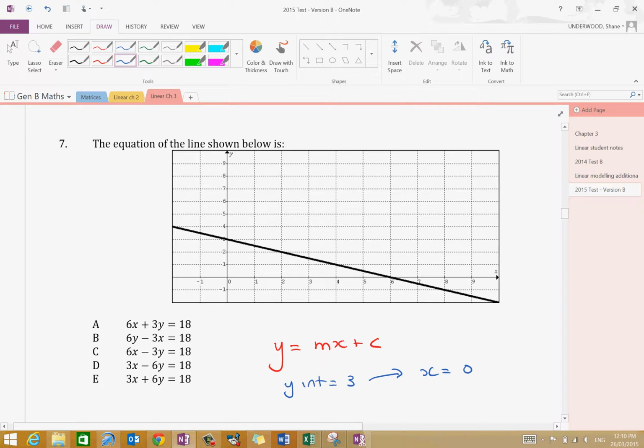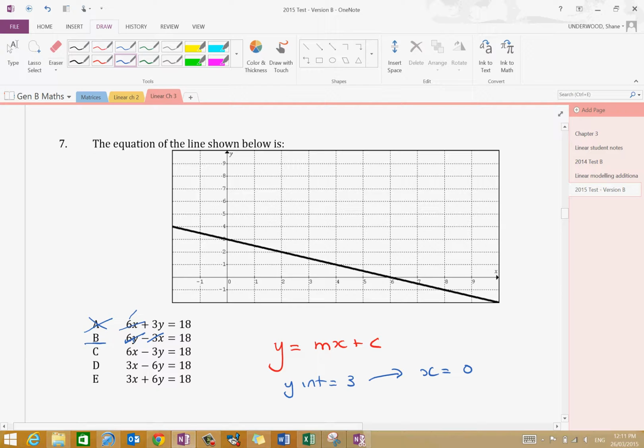Now let's test this out. This is where you should use process of elimination to do these. When x equals 0, if I was to let x equal 0 here, then I've got 3y is equal to 18. Is that going to give me a y-intercept of 3? No, it's not, because 3y is equal to 18, y is equal to 6, so it's not A. The second one, we're letting x equal 0, 6y is equal to 18, is that possible? Yes, it is. It could be this, but we're not done yet.